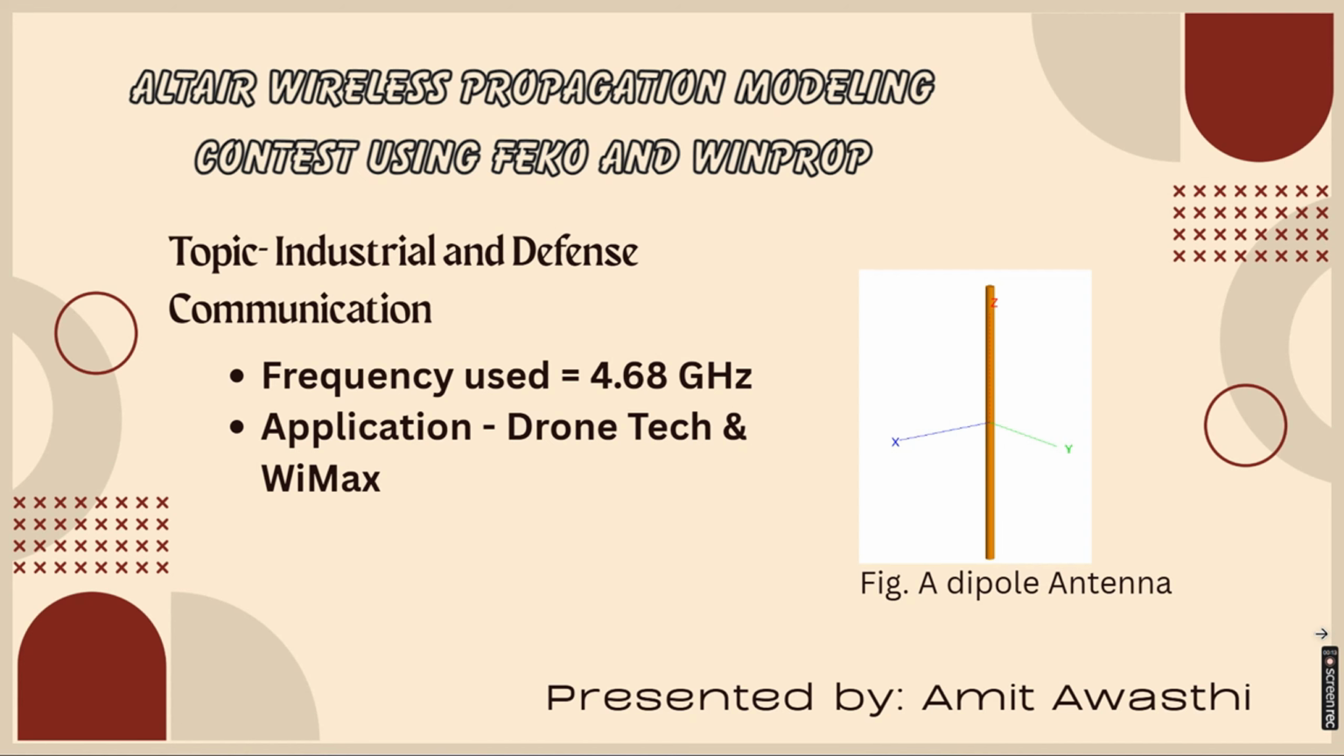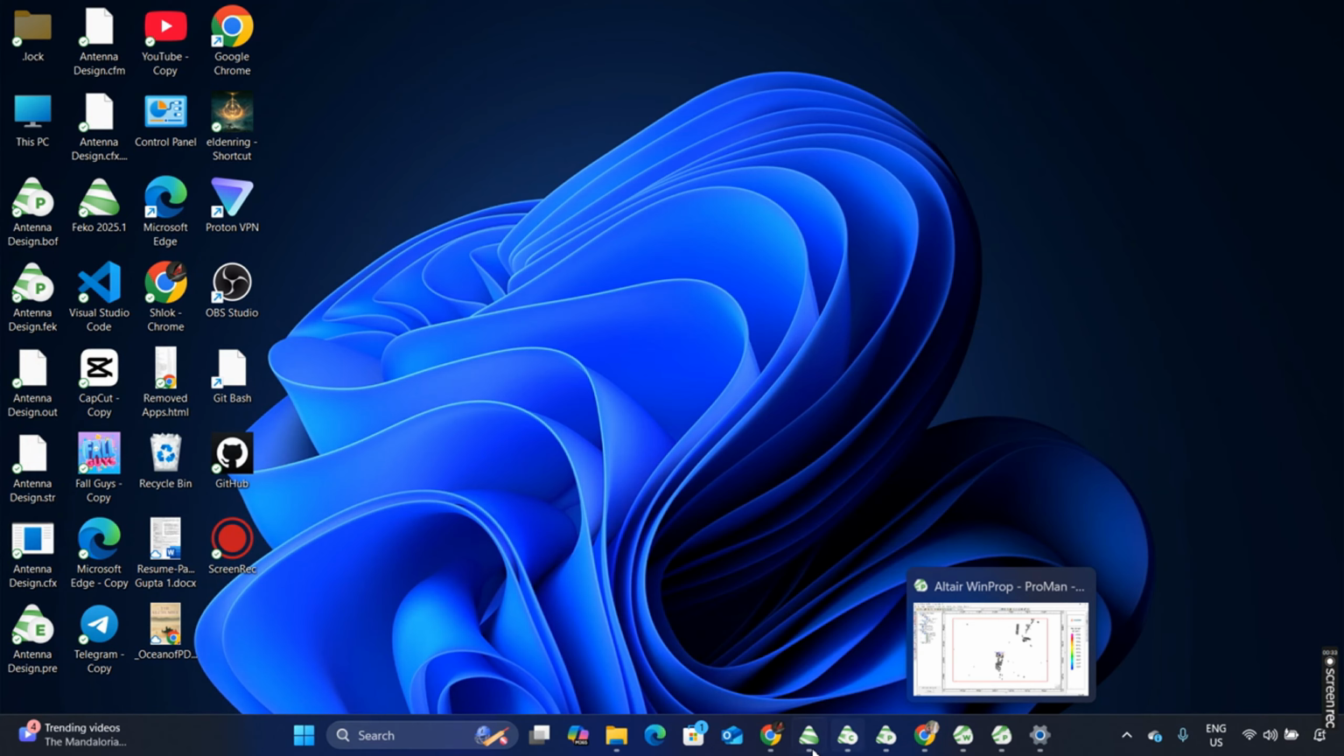Welcome to this video. My name is Amit Awasthi and today I will be presenting to you my antenna design for efficient wireless propagation. I have used a precise frequency of 4.6 GHz, which is effective for flying drones and for WiMAX communication. Let's get started.